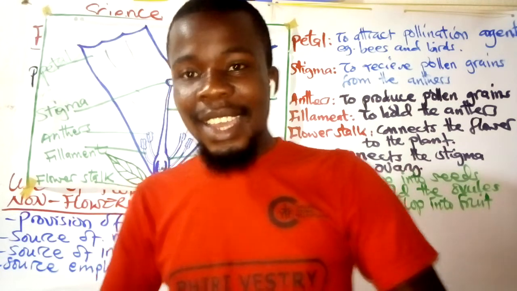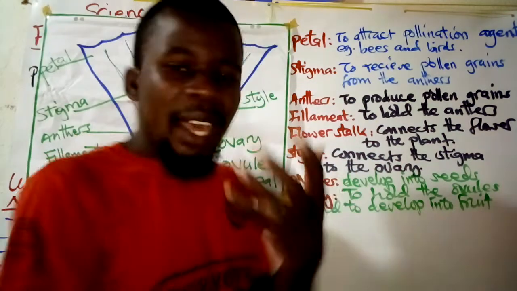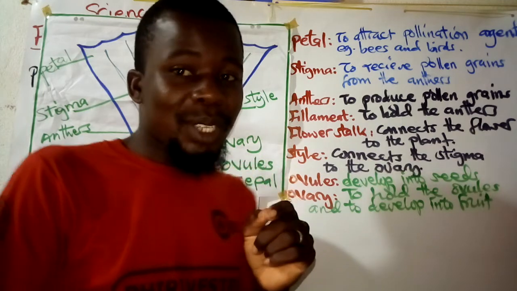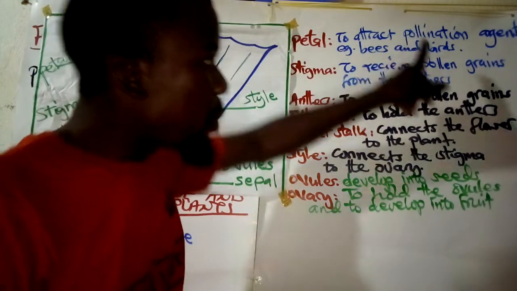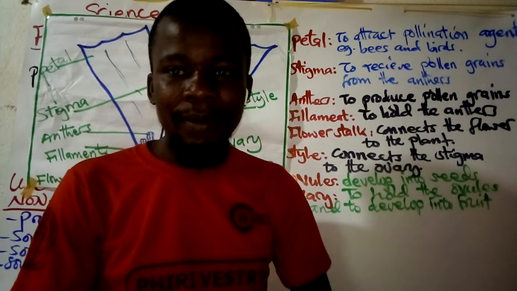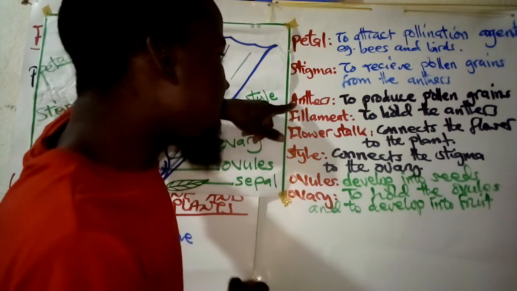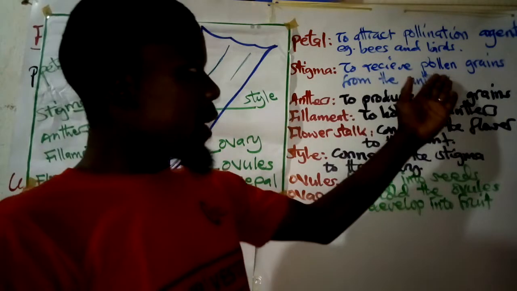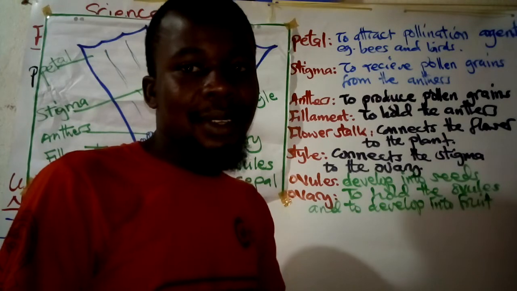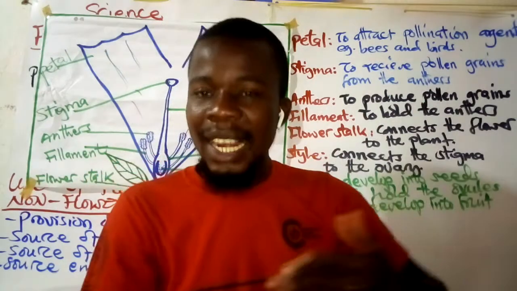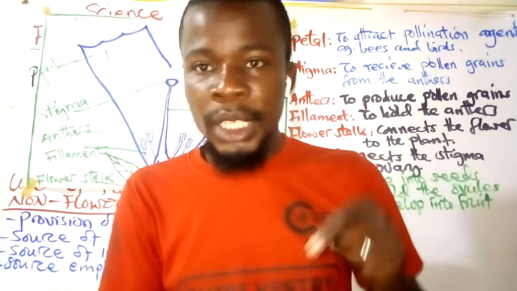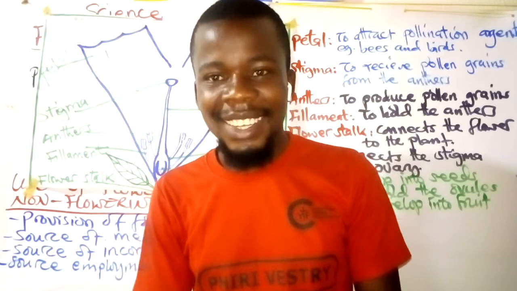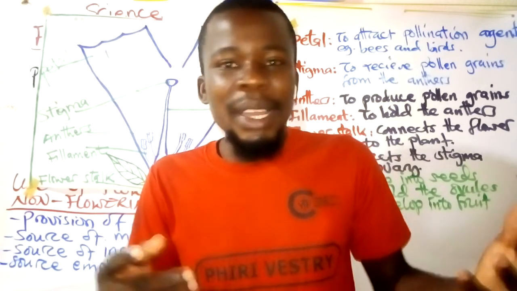Okay. Now we have mentioned something about pollination, because we have said the petal attracts pollination agents. We have also talked of anthers produce pollen grains, and the stigma receives pollen grains from the anthers. Definitely, these things are leading us into our next topic, which is pollination and seed dispersal.